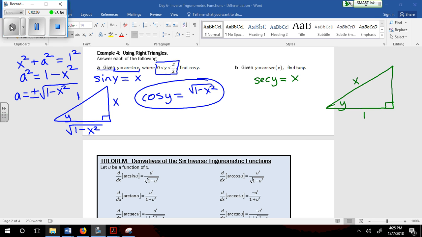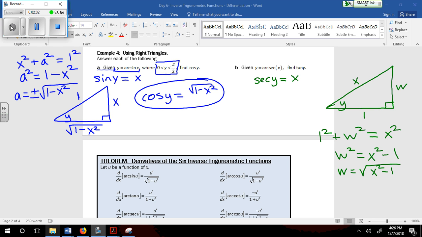Let's label opposite w, because O looks too much like a 0. I did that earlier in another video. So 1 squared plus w squared equals x squared. So w squared equals x squared minus 1. So w is the square root of x squared minus 1.